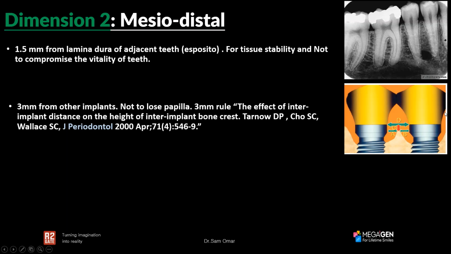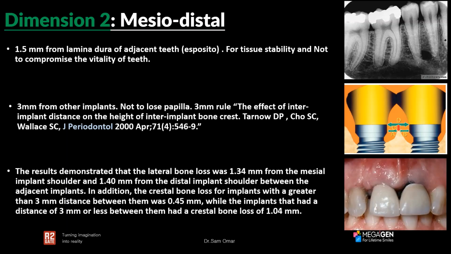Now, what about the distance that we keep between two implants? Ideally we should keep about 3 millimeters of bone between two implants when we're planning our implant. The reason is we would like to avoid the loss of interproximal bone and the subsequent loss of the papilla that would fill in the space between the teeth, and eventually we'll get what we call black triangles.